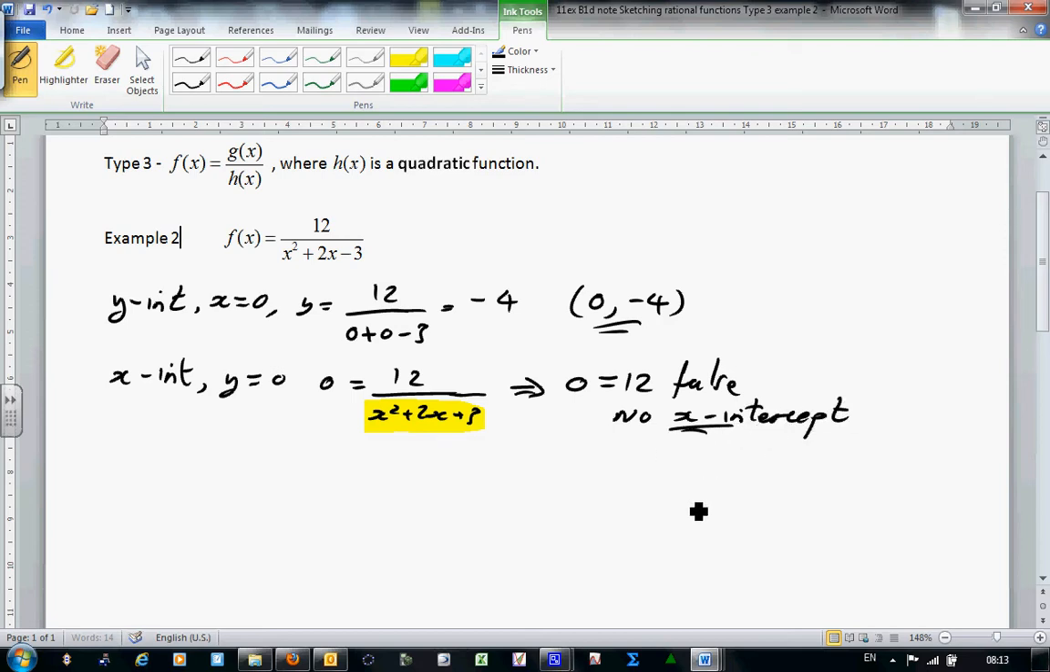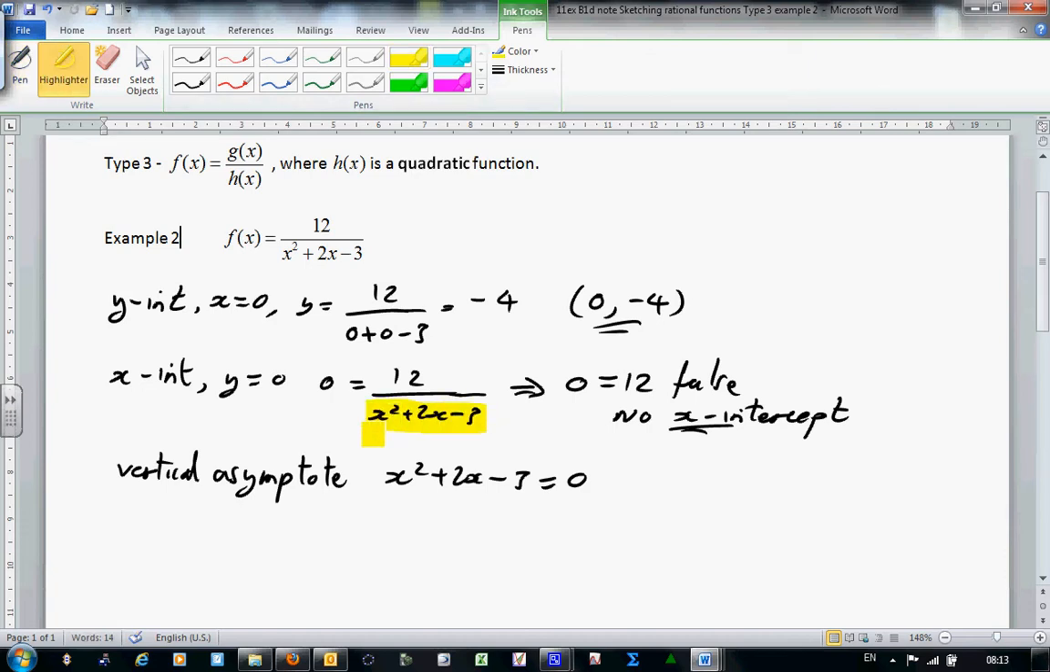And this is not always the case, but this is a different type here. So let's go for the vertical asymptote. And again, this is when the denominator equals 0. I'll just realize that should be a minus in there.